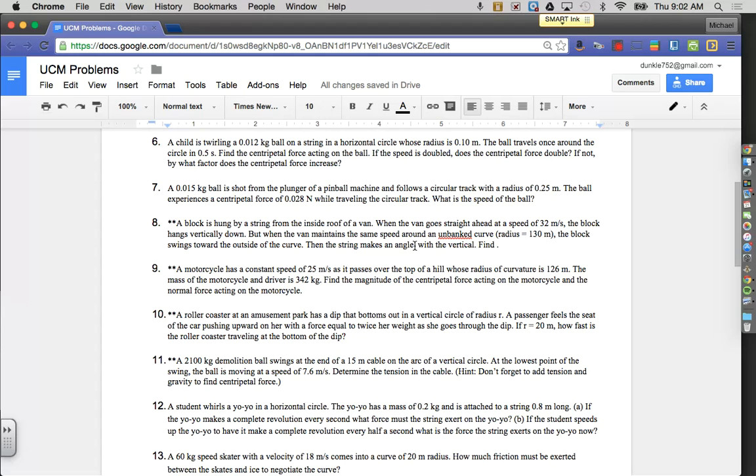And there's usually a theta here. Not sure where that went when I converted to Google Docs. I'll have to put that back in there. But we're going to find that unknown angle.